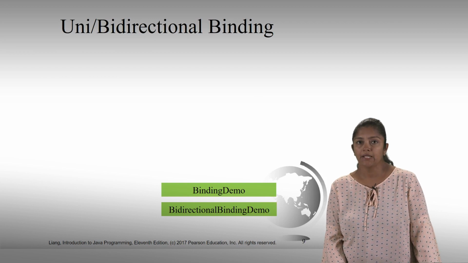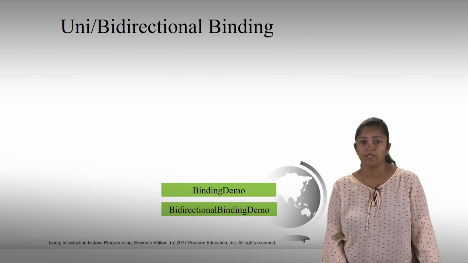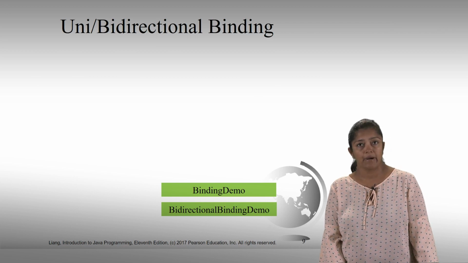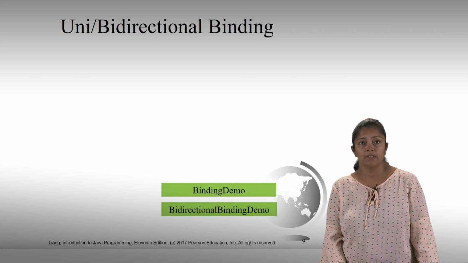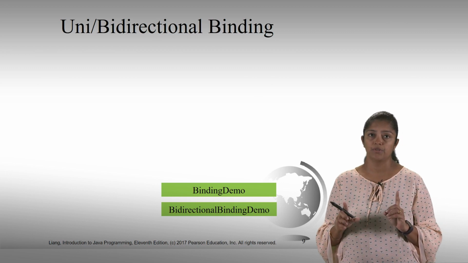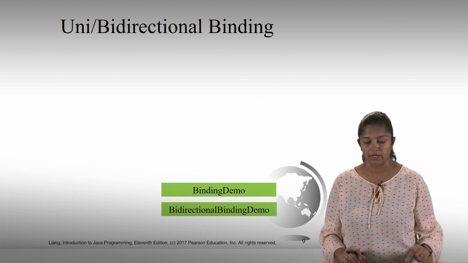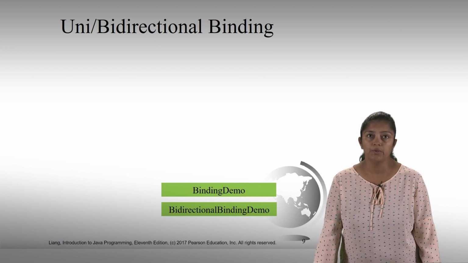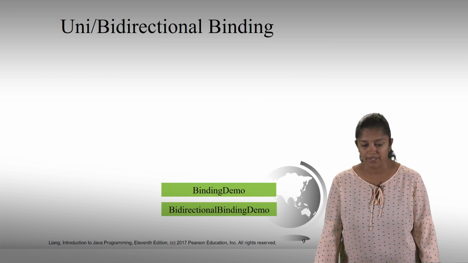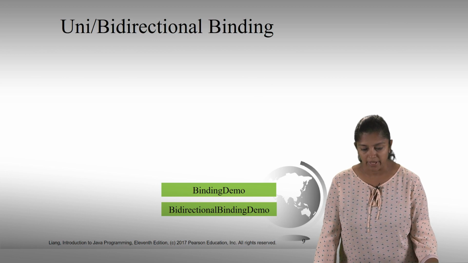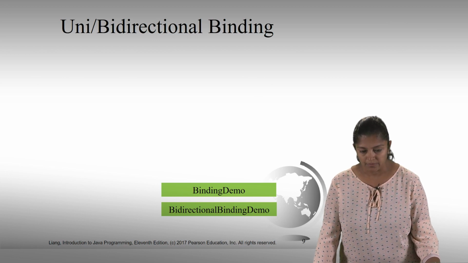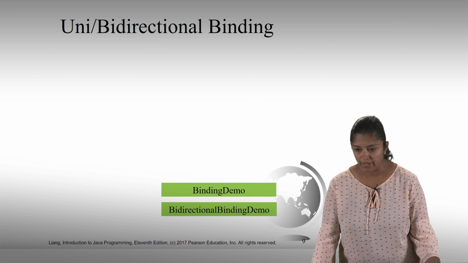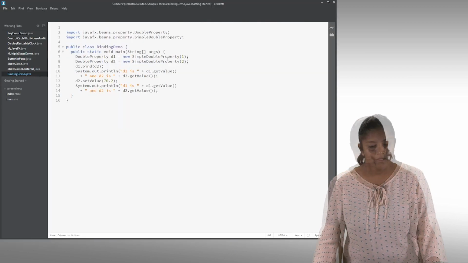Now the binding can happen either unidirectionally, which is what we saw in our previous example, or it can be bidirectional, where the target is bound to the source and the source is also bound to the target. I'm going to show you two examples to demonstrate unidirectional binding and bidirectional binding. We'll first look at the binding demo, and then we'll look at the bidirectional binding demo.